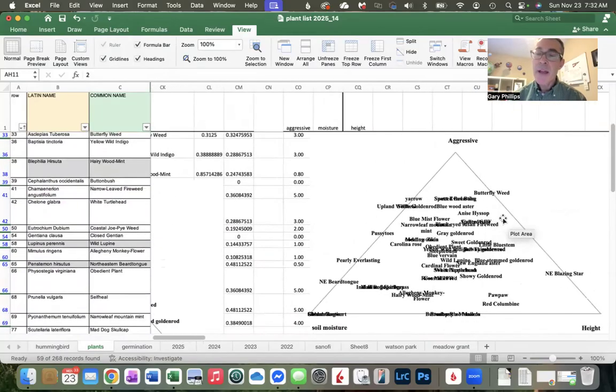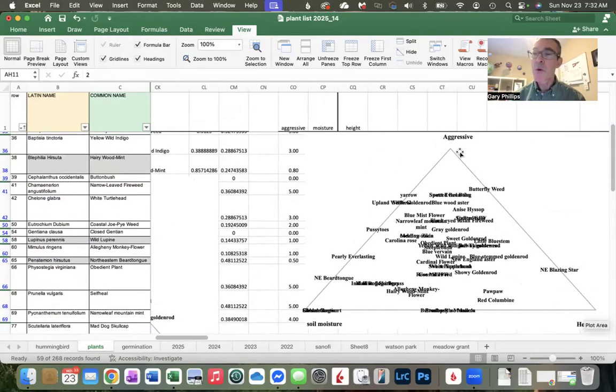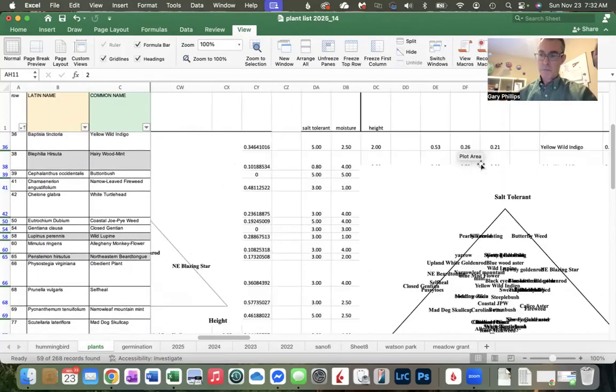In each graph, it has different attributes scored. So whatever your attributes are, if you're worried about rabbits eating the plants, or how aggressive or how high, find the graph with those three attributes, and that's the one that you want to study to help the beginner choose which plants to put in your gardens. Here's soil moisture, height, and aggressive.